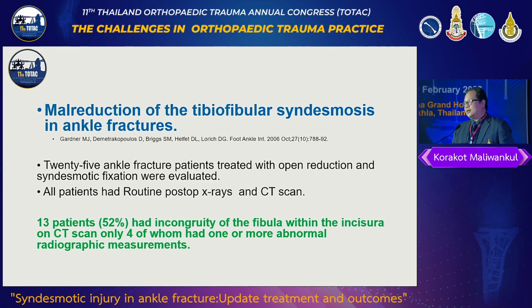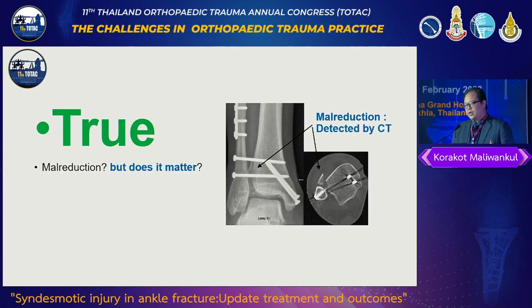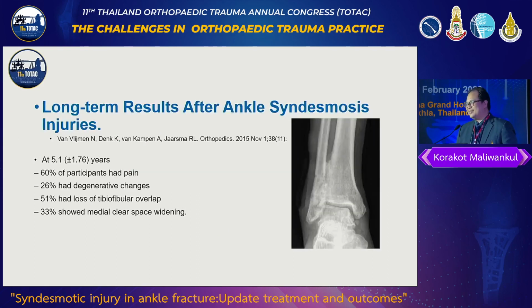So intraoperative CT scan is usually recommended. But does it matter if you have a little bit of malreduction? Yes, it matters, because the long-term outcome is usually bad in malreduced syndesmotic fixation, with post-traumatic arthritis, even in the syndesmotic region or in the ankle joint.